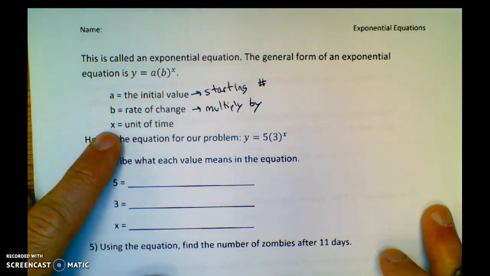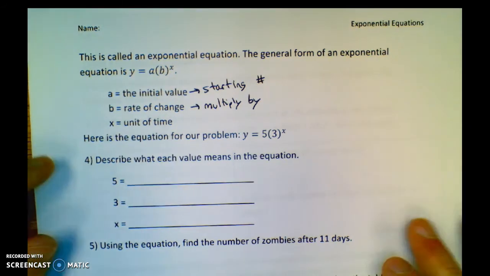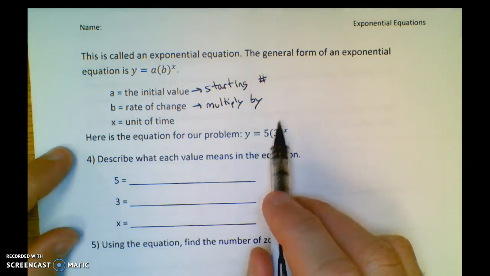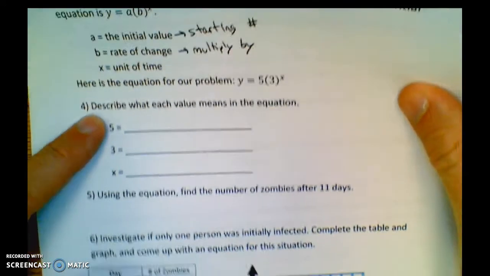And x is your unit of time. So it could be days, it could be years. Generally, we're going to look at years. So here's the equation in our problem. y equals 5, parentheses 3 to the x. What did each value mean in this equation?